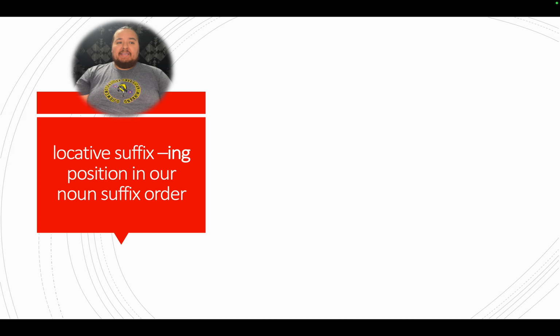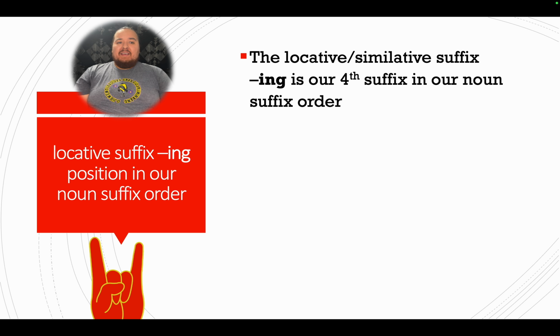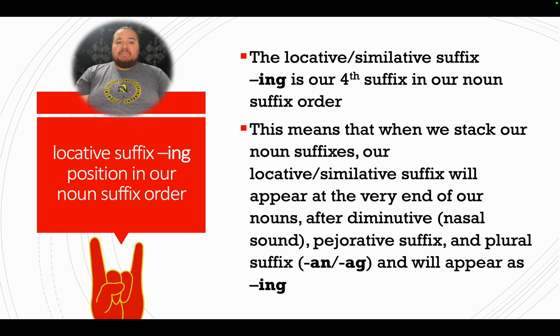So, locative suffix ing position in our noun suffix order. Please write down all the points from this slide in your notes. The locative suffix is our fourth suffix in our noun suffix order. This means when we stack our noun suffixes, our locative or simulative suffix will appear at the very end of our nouns after the diminutive, pejorative, and plural suffixes, and will appear as ing. All right, please write these down before moving on. I'll give you a chance to pause the video. All right, let's move on.